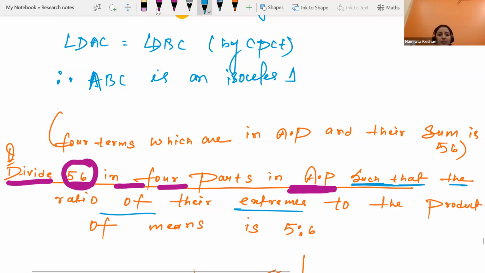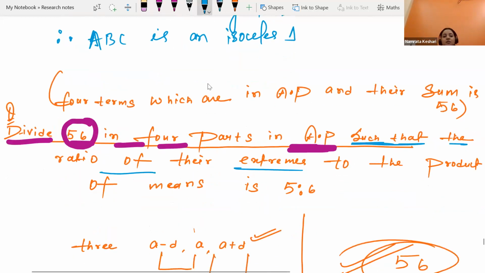I have not written the word product, that's why Maha asked what is the meaning of ratio of extreme. This terminology is missing: it is the product of their extremes, the multiplication between the extremes, to the product of the means.